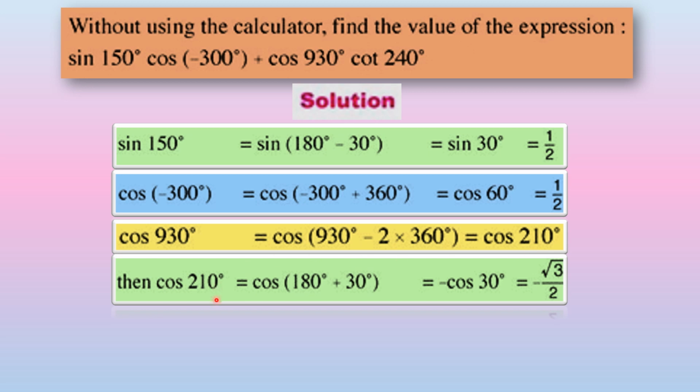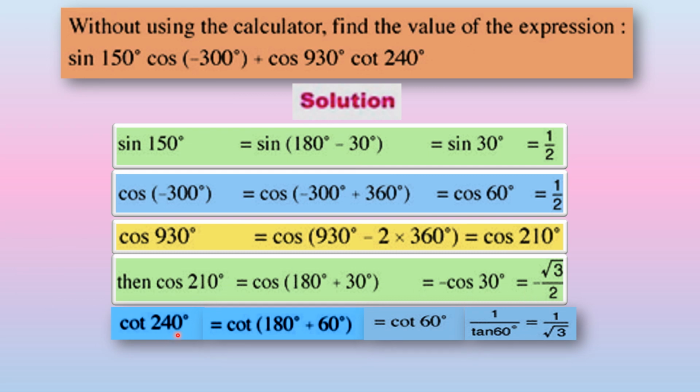Then cosine 210. 210 is in the third quadrant. It will be 180 plus 30. Cosine is negative in the third quadrant, so we put a negative sign here, and it will be negative cosine 30. That equals negative square root 3 over 2.